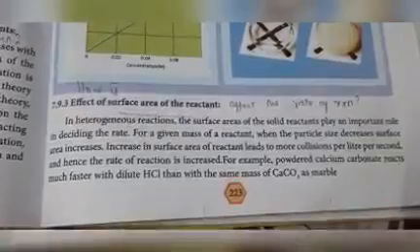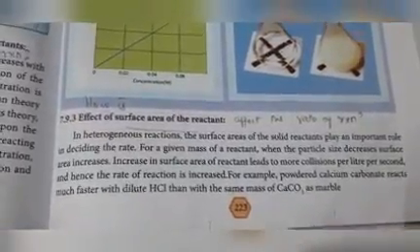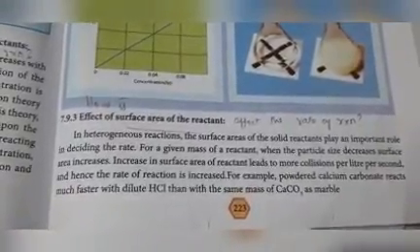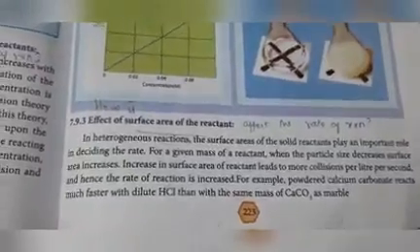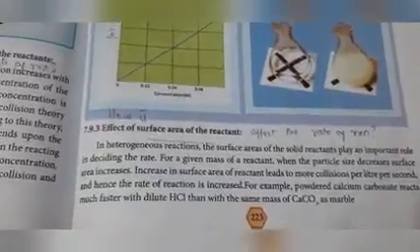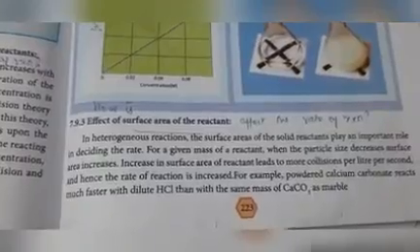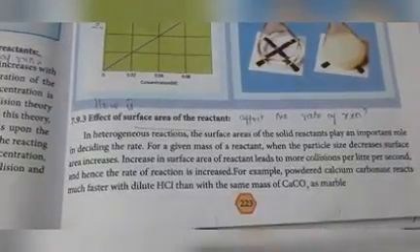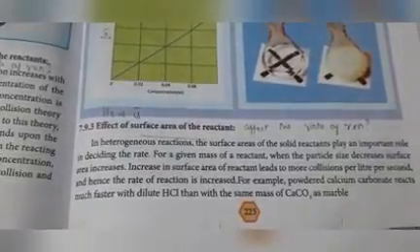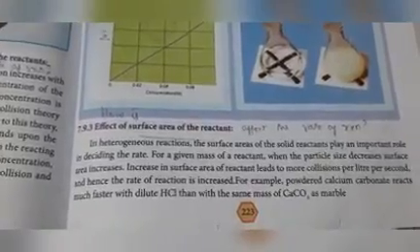In heterogeneous reactions, the surface area of the solid reactant plays an important role in deciding the rate. So, surface area of the solid reactant also influences the rate of the reaction. For a given mass of the reactant, when the particle size decreases, surface area increases. Particle size decreases means surface area increases.